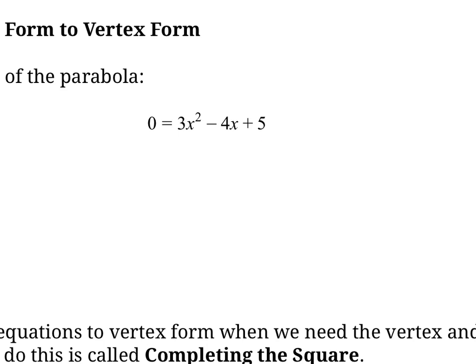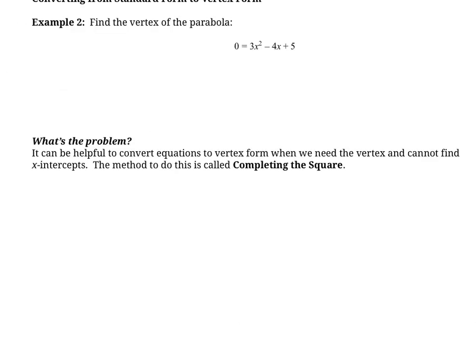I could then try to factor using decomposition. My a value is not 1, it's 3. So I would have to do 3 multiplied by 5, so that would give me 15. So I need two numbers that would multiply to give me 15, but they also have to add together to give me -4. And there are no number combinations that are going to work out. So it's not going to be easy to find the x-intercepts through factoring, and that's going to be our problem.